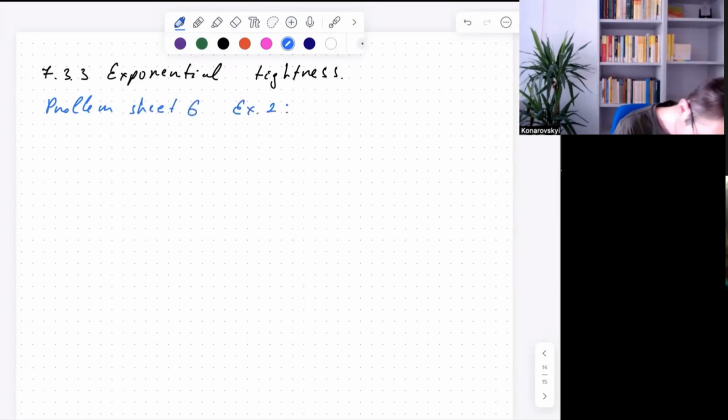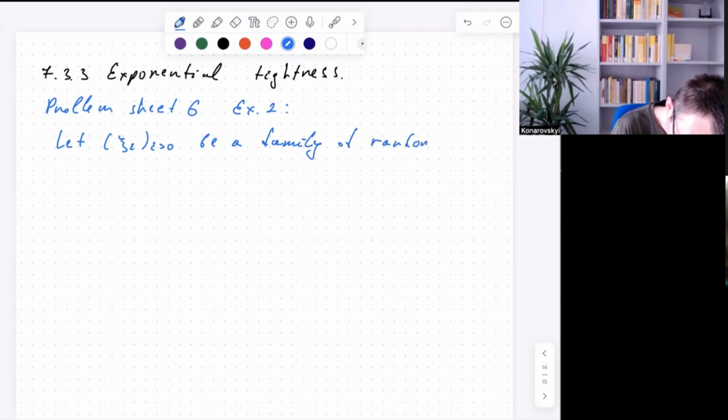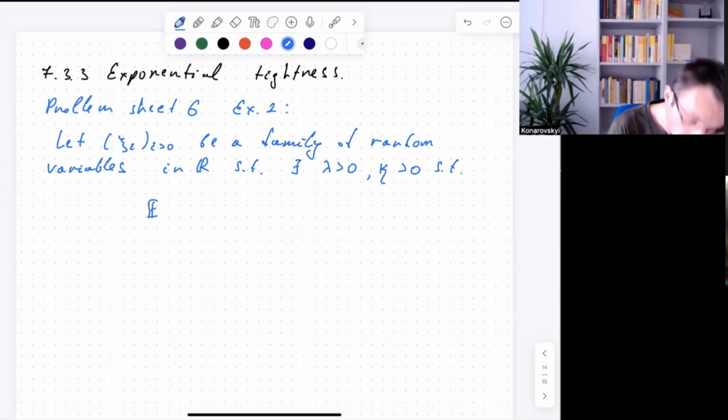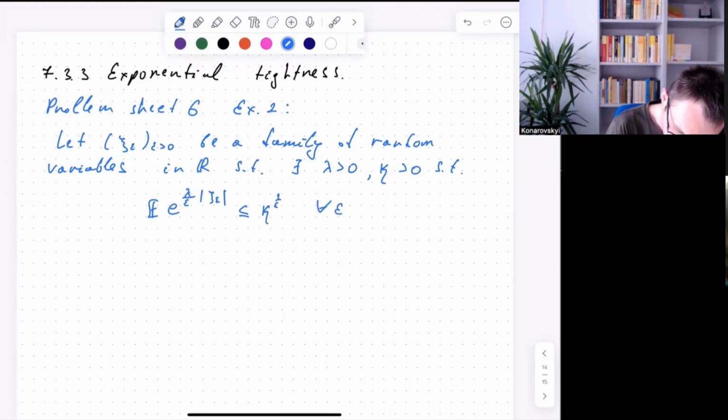Exercise number 2. It was that you have psi epsilon, a family of random variables in R such that there exist constants lambda positive and kappa positive such that you have the estimate that the expectation of e to the power lambda over epsilon of the absolute value of psi epsilon is less or equal than kappa to the power 1 over epsilon for every epsilon larger than 0.